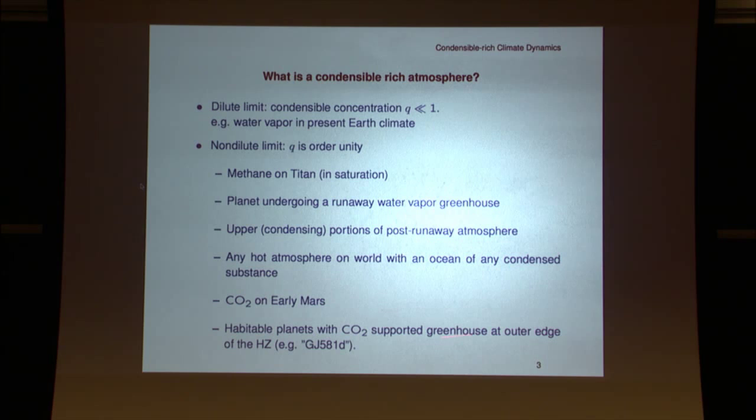Also, any habitable planet with a CO2-supported greenhouse effect at the outer edge of the habitable zone, that's where the CO2 condensation line starts to approach the surface. Those all have non-dilute dynamics.